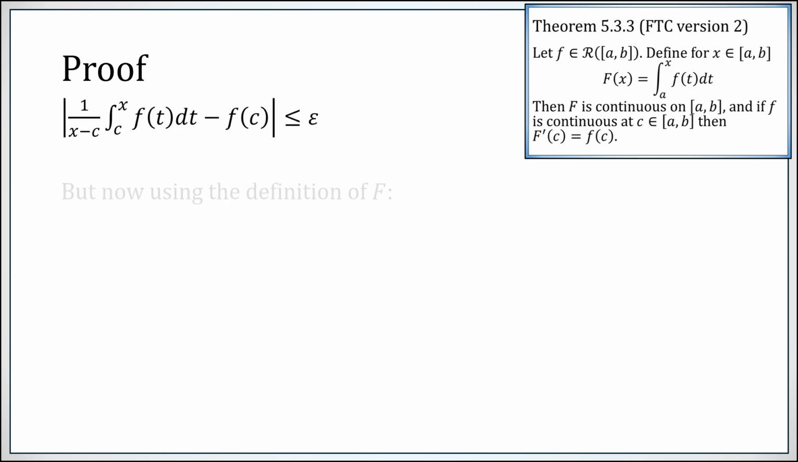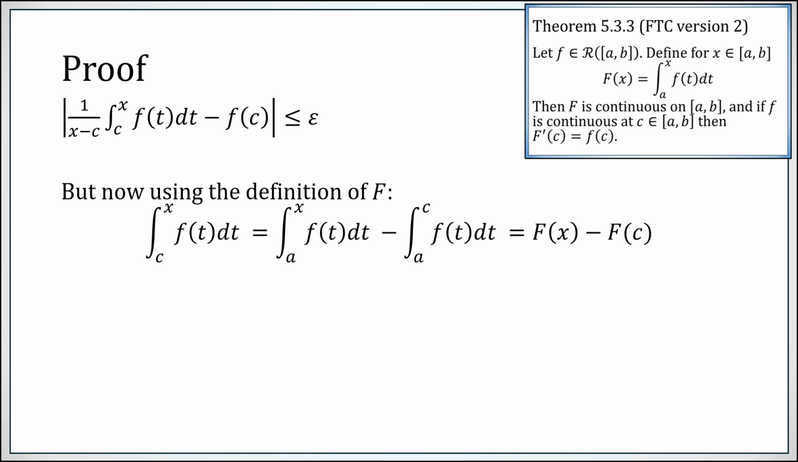Okay, so with this, we now just need to bring in the definition of our function capital F. So the integral from c to x is equal to the integral from a to x minus the integral from a to c, again, just using additivity of the integral on the domain. But this is capital F of x minus capital F of c, so we get this inequality right here.